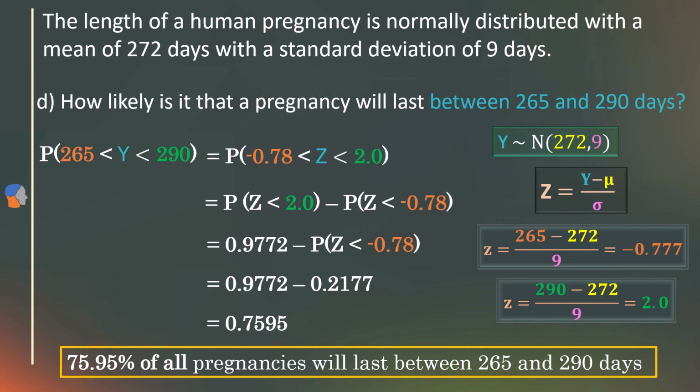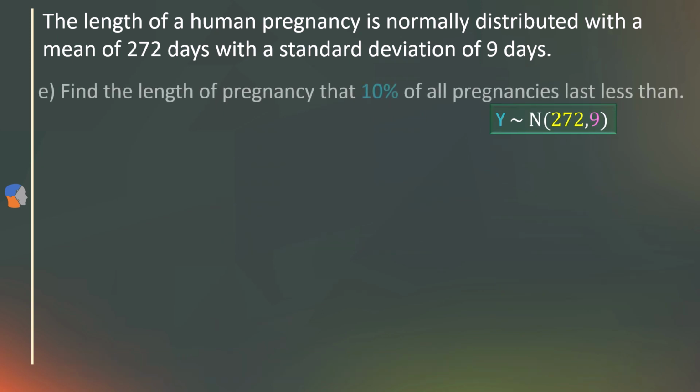Go to part E. Find the length of pregnancy that 10% of all pregnancies last less than, right? How do we do that? Here the problem asks you to find the y value from the probability, right? So here it says 10% of all pregnancies last less than, right?